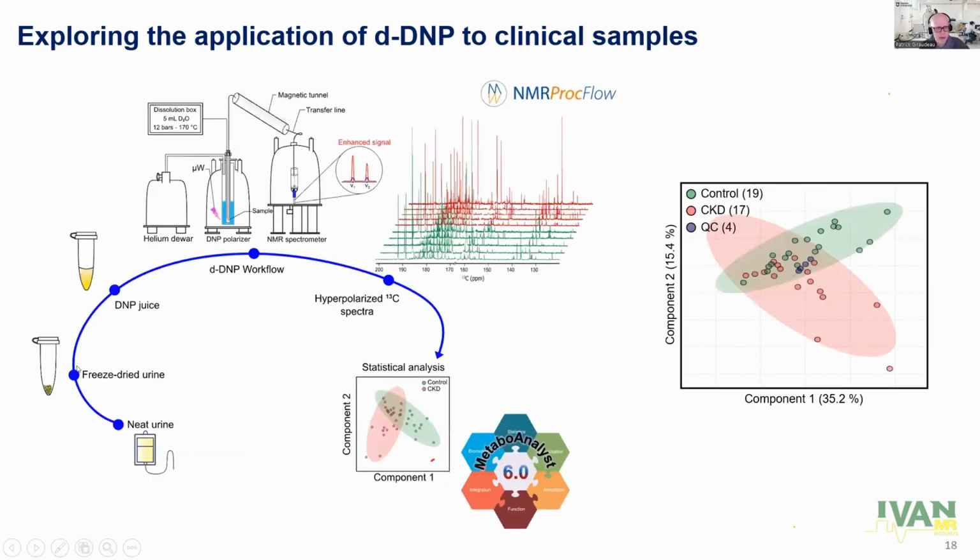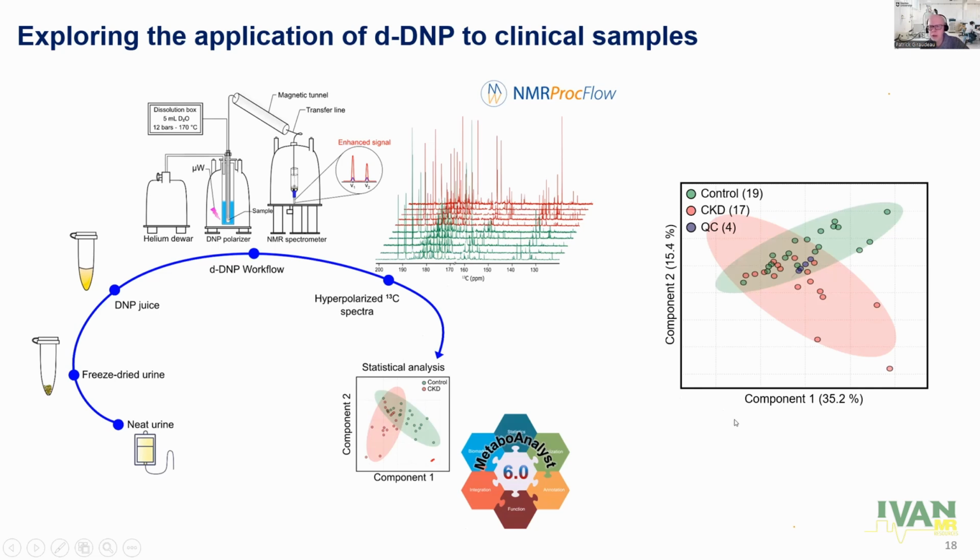We started from freeze-dried urine prepared with the typical DNP sample preparation, analyzed with our prototype, and then processed with NMR ProcFlow, which is our favorite processing tool for NMR metabolomics. But very conventional processing, consisting of bucketing the spectra, and then statistical analysis with also a very conventional tool, which is MetaboAnalyst.